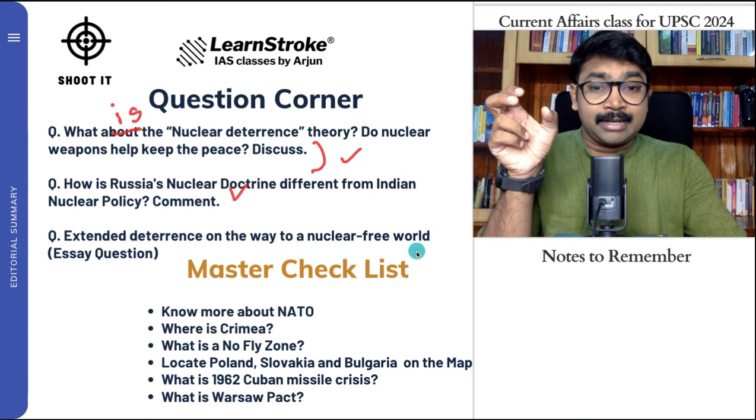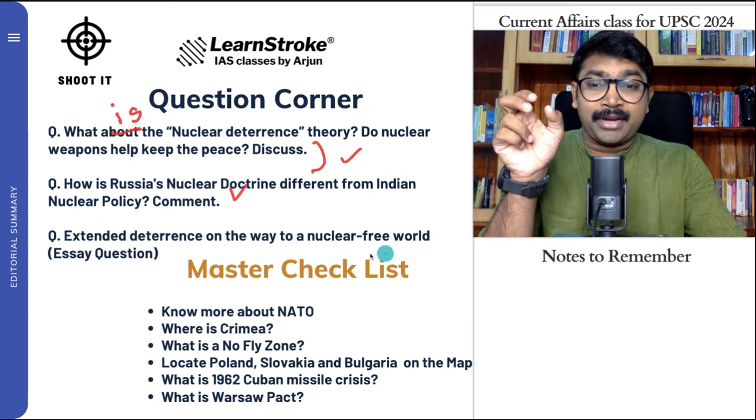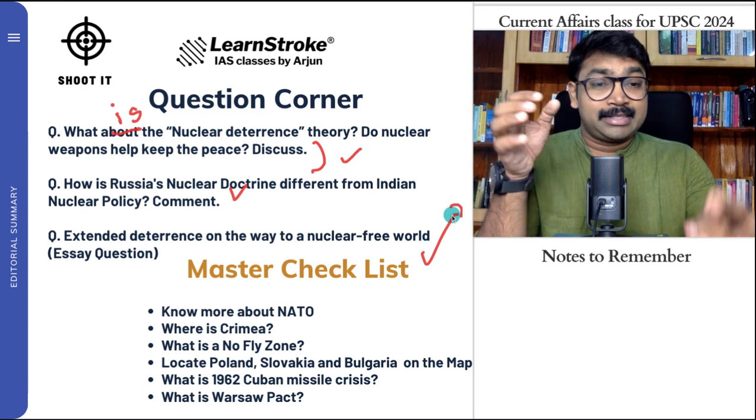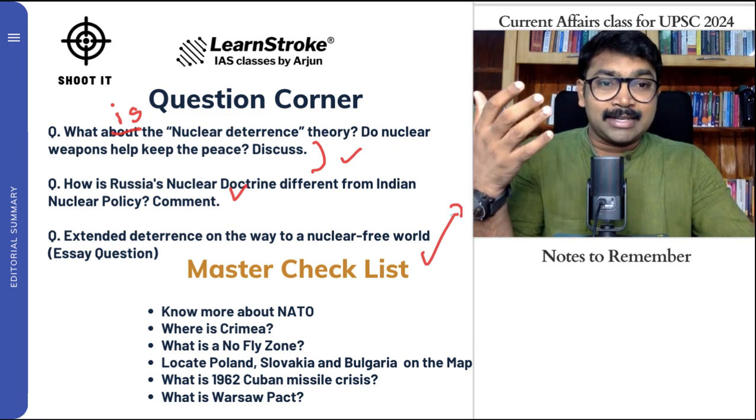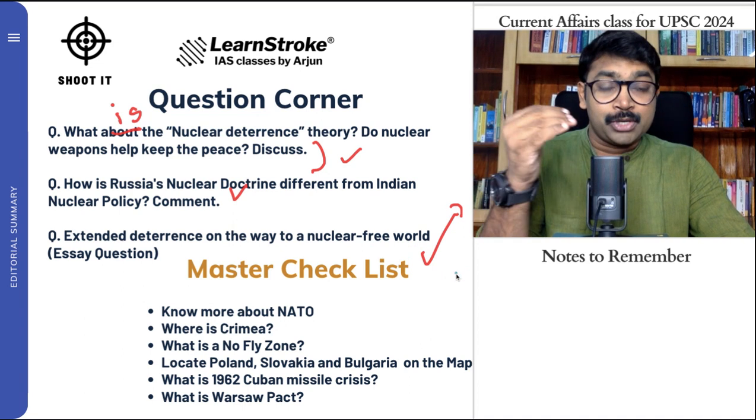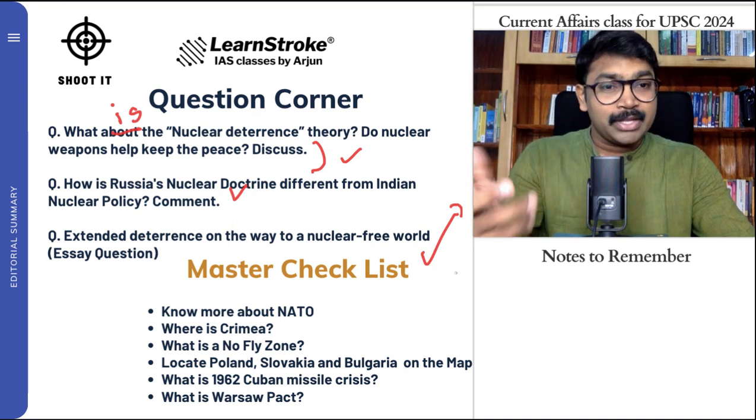And extended deterrence on the way to a nuclear free world, it's an essay question. Extended deterrence can make a nuclear free world, because basically extended deterrence is nobody using nuclear power. You just threaten the countries. It's a very simple thing.